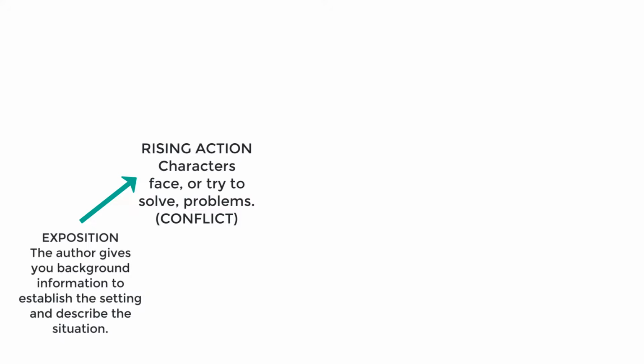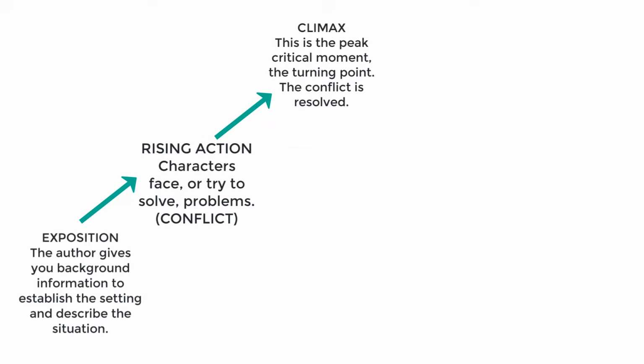In an exposition, the author gives you the background information to establish the setting and describe the situation. The plot moves along to the rising action. The characters face or try to solve problems. This goes back to the conflict that the characters experience within themselves or with others. Eventually, the story reaches the peak critical moment, and that's why this part is called the climax.